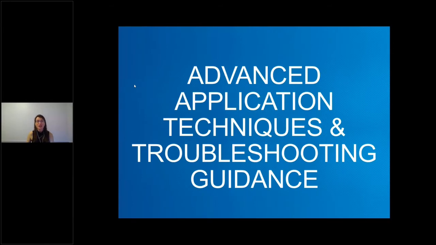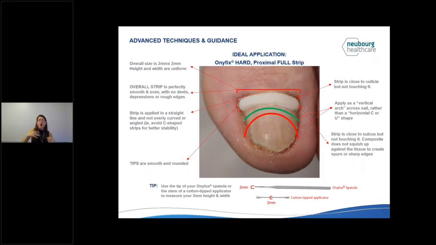So let's now move on to advanced troubleshooting techniques and guidance. What we're going to do is look at what ideal applications should really look like, and then some additional troubleshooting guidance as we go along. So let's start with our classic hard proximal full strip. This is really a beautiful application here, and one that you can use as your meter stick, if you will, your frame of reference to measure whether you did something reasonably similar or not.